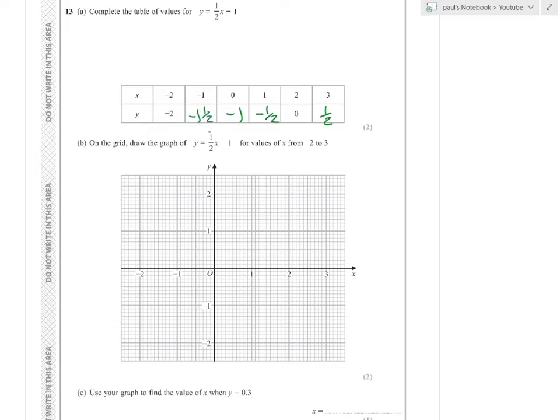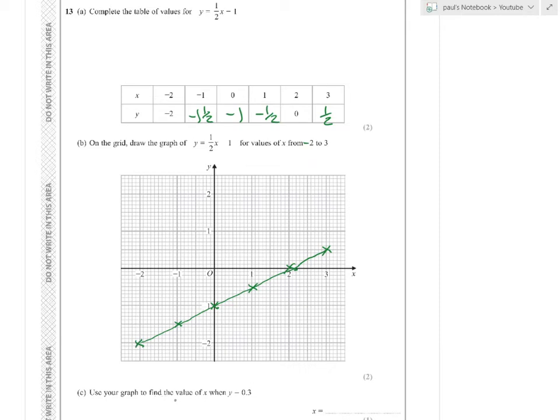Minus 1.5. Right. For the values of x from minus 2 to 3. So minus 2 there. Minus 1, minus 1.5 is there. 0, minus 1 is there. Oh, this is a nice straight line. 1, minus a half. 2, 0, and 3, 0.5 there. And I suppose just draw it out. Don't go beyond the end.